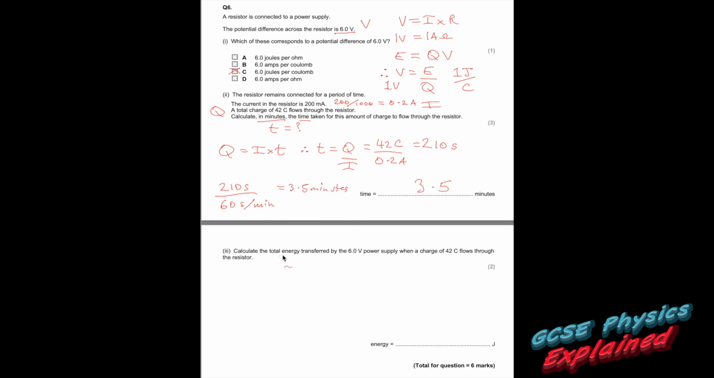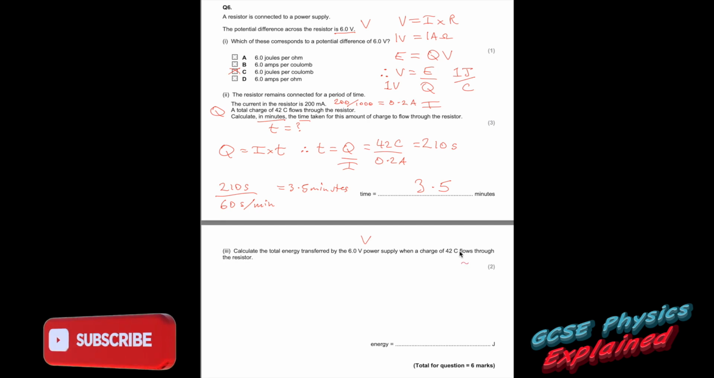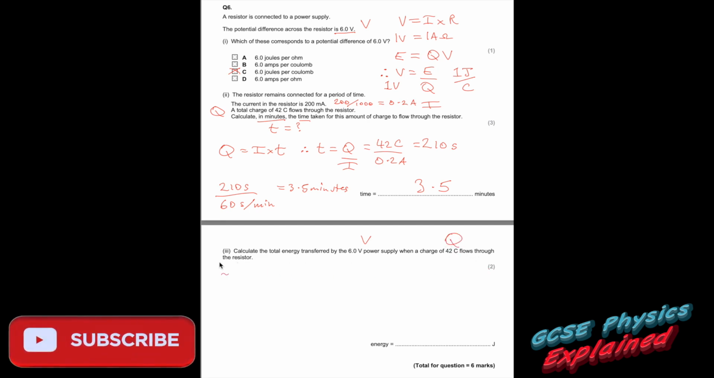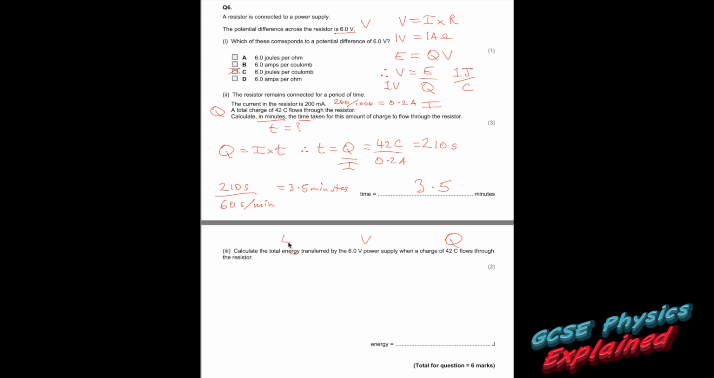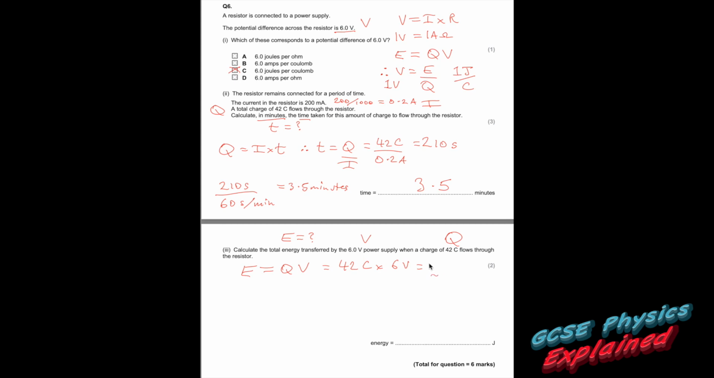Part 3. Calculate the total energy transferred by the 6 volt power supply when a charge of 42 coulombs flows through the resistor. So we're looking for the energy. Is there an equation that links energy, voltage and charge? Yes, there is. E equals Q V. In England, there's a programme called EastEnders and the main pub is called the Queen Vic, so that's how I remember that equation. Watch my video to do with energy if you want to learn more. So that equals 252 joules.